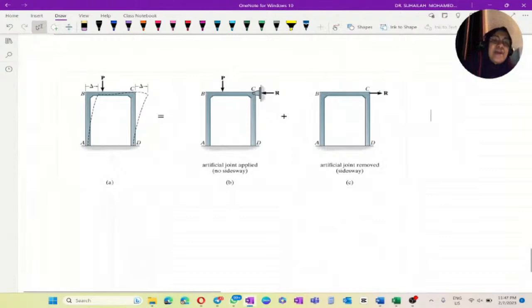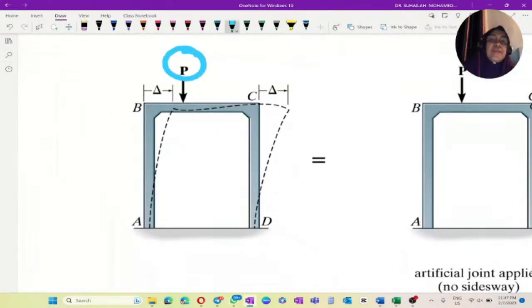In real, we have a combination of P, which is the external loading, and delta, which is side sway. So actually in the original condition, the frame has a combination of P, external loading, and delta, and delta means side sway, and we cannot calculate FEM for external loading and delta together. So that is why we have to separate it.